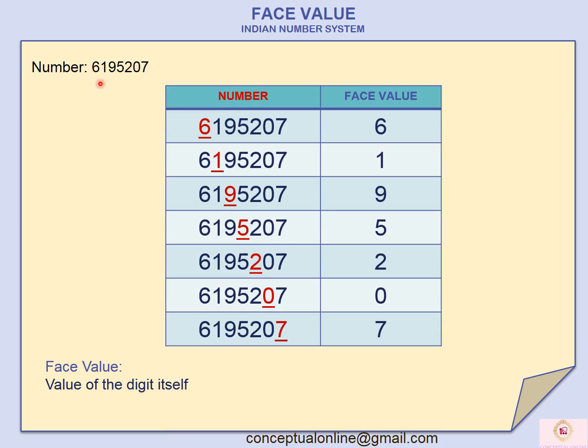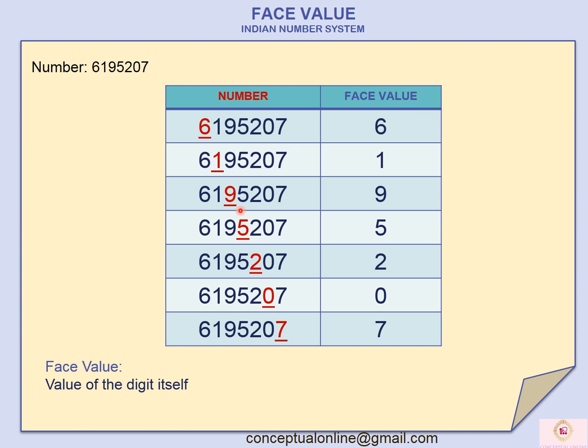In this example, look at this table here. I have underlined a particular digit. Here in this case, first case is 6 in this number. The face value of the digit 6 is 6 itself. If we proceed to the next example, if I am asked to calculate the face value of 1, I just copy and write it down. 1 face value is 1.